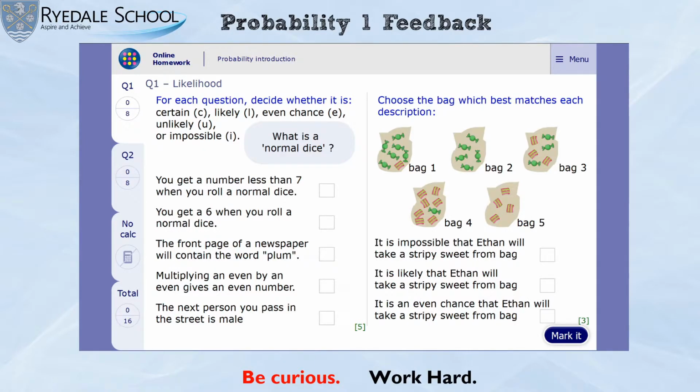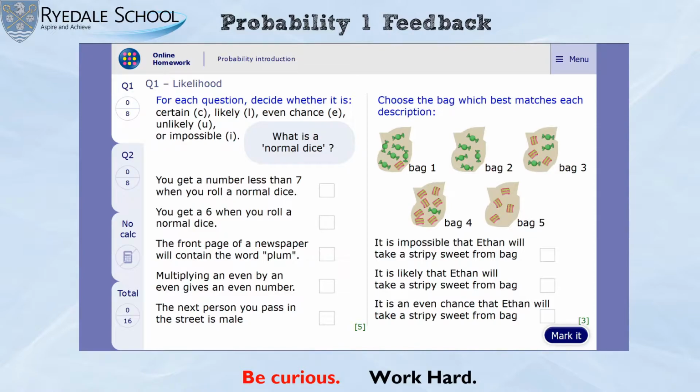So, question 1 was all to do with likelihood. Likelihood is the chance of something happening. It says for each question, decide whether it is certain. Certain means it's definitely going to happen. Likely means it's more likely to happen than not happen. What I call an equal chance is equally likely to happen, a probability that we might express using the number a half. Unlikely means less likely to happen than not, and impossible is something that can never happen.